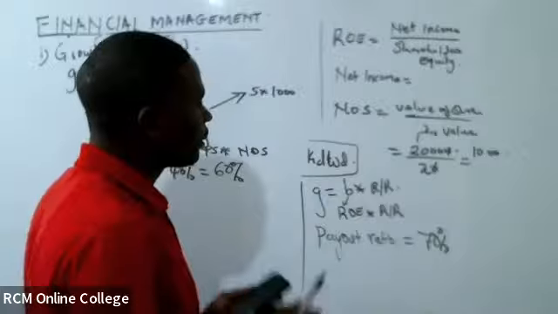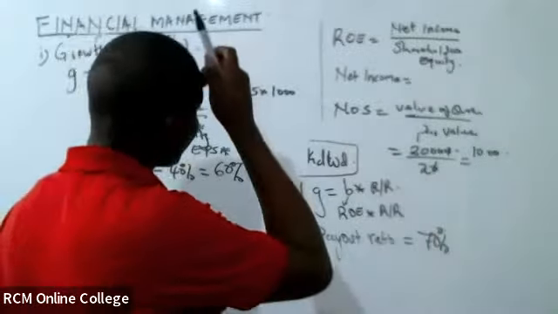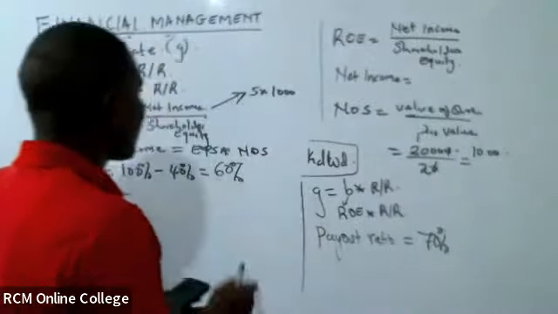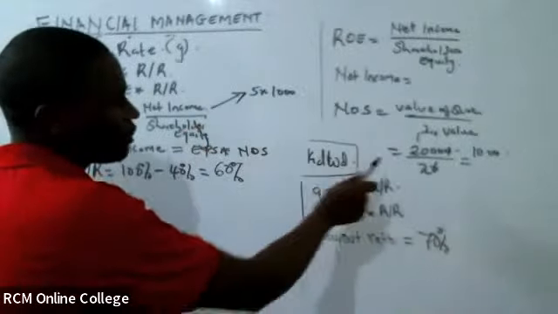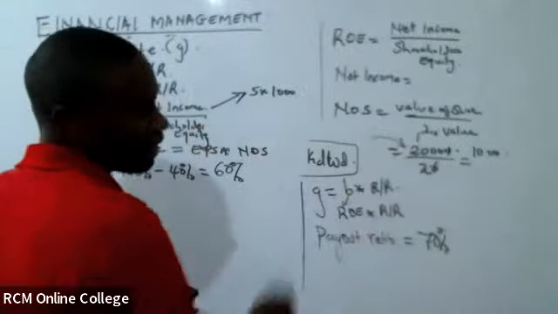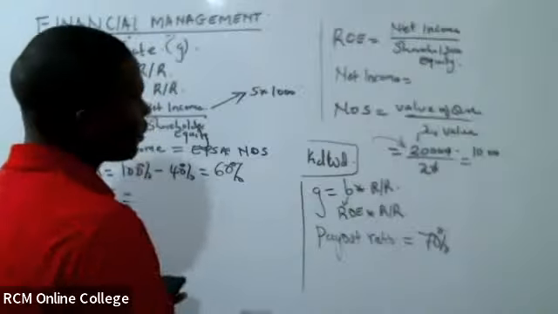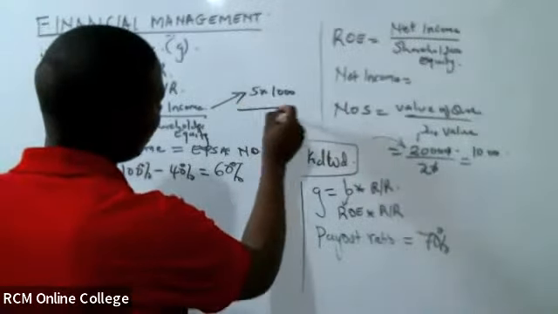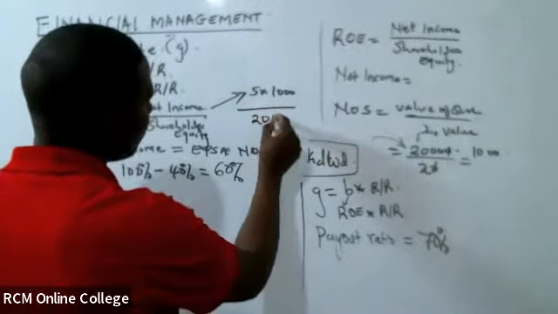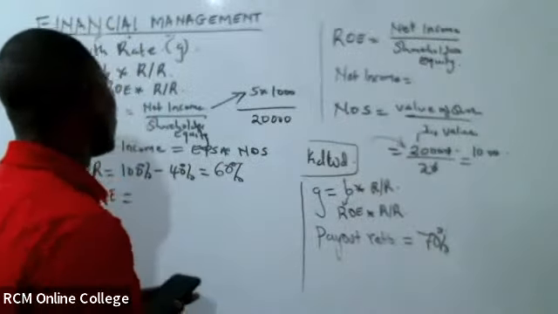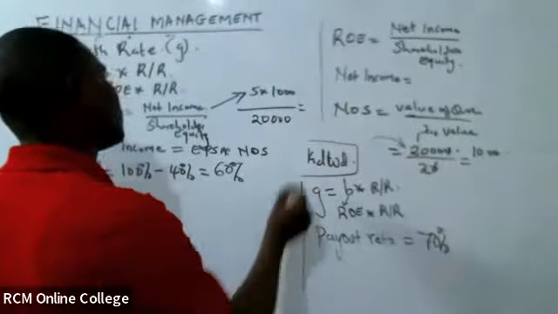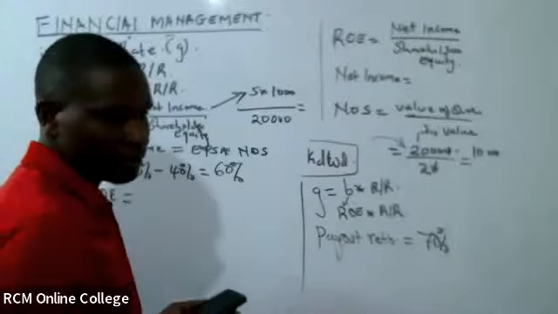Let's continue. So already we have 5,000 as our net income, and our shareholders' equity is 20 million. So I divide by 20 million. So who can give me the ROI here? What is the ROI?